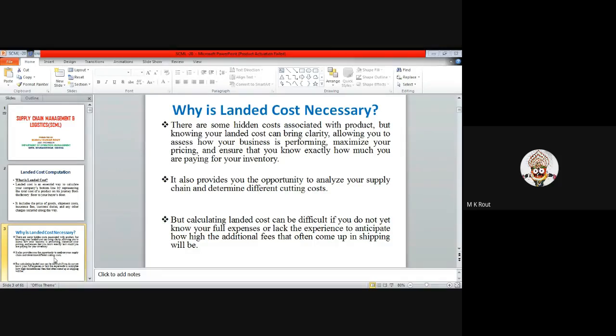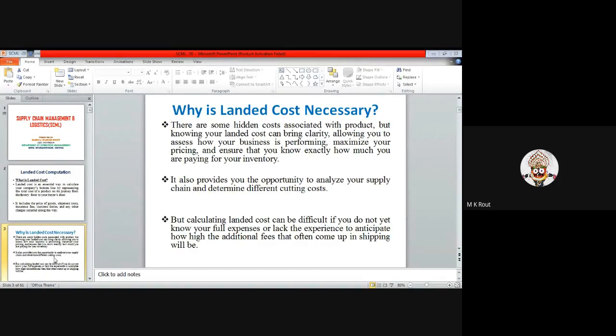That is most important. The next part is it provides an opportunity to analyze your supply chain and determine the different costs. As you know, this directly analyzes your supply chain starting from the product, the facilities, the carrier, as well as the route. It also determines the different optimization of costs in case of those costs which are hidden or which directly or indirectly affect your product transportation.